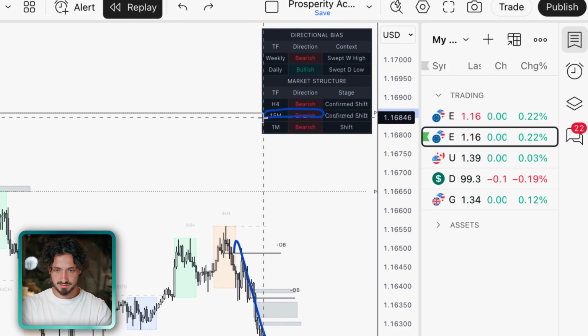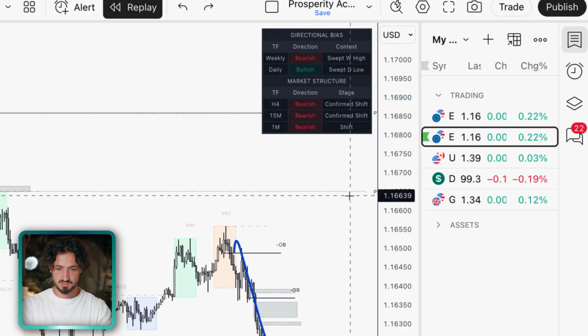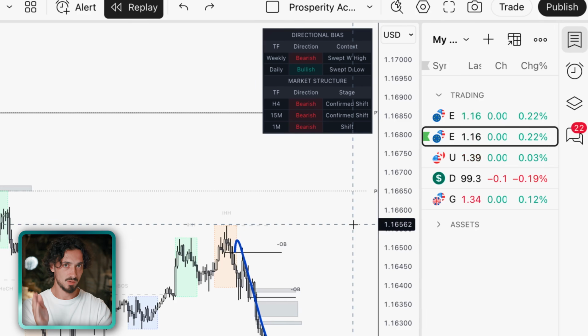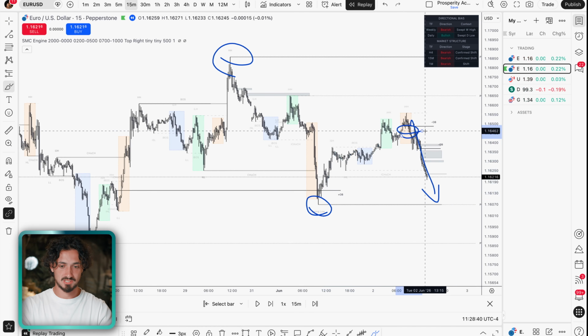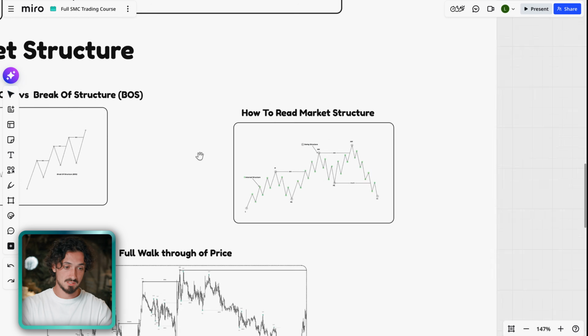15-minute bearish, 4-hour bearish. We are definitely expecting lower prices. I guarantee you many people are looking at this and trying to trade long when New York session opens, and they're just going to get ruined. So that's a summary of market structure.